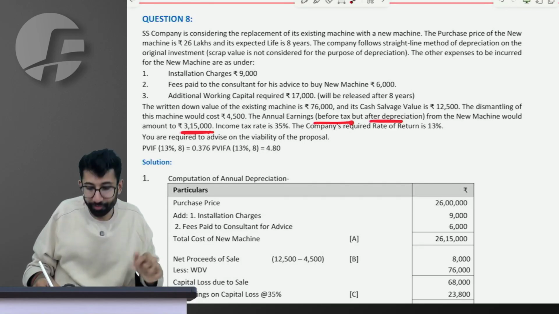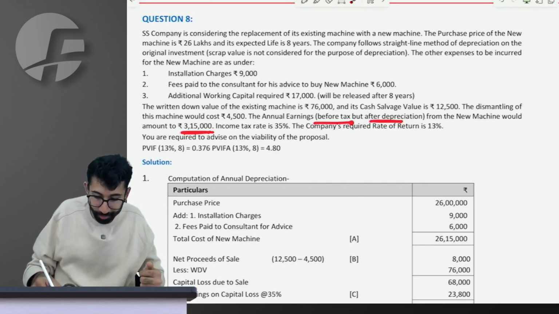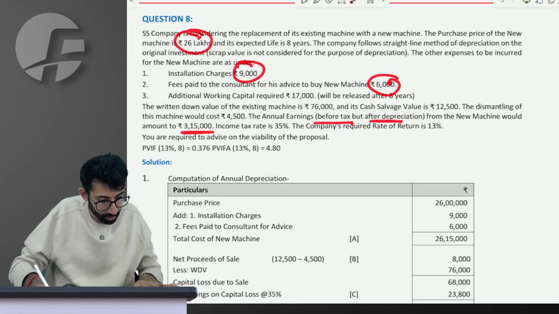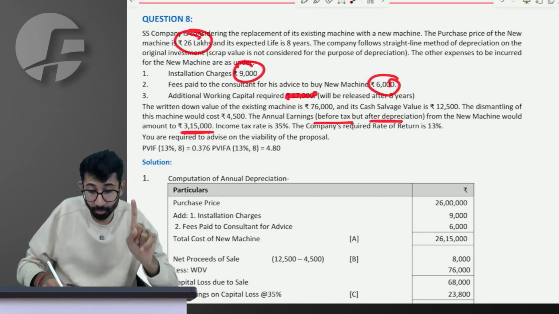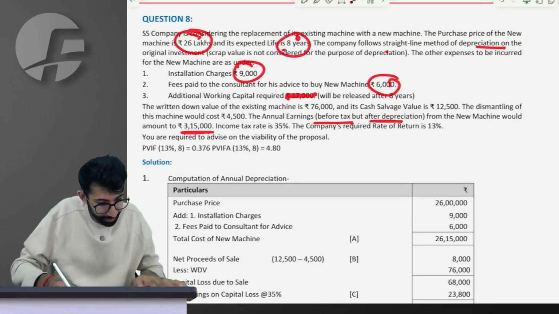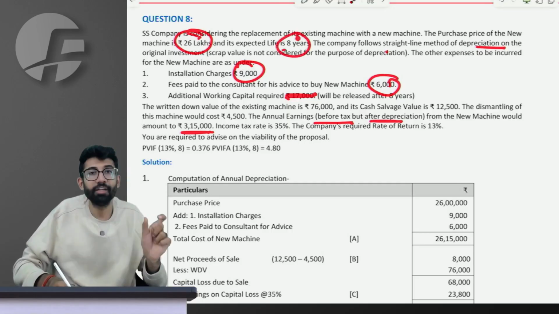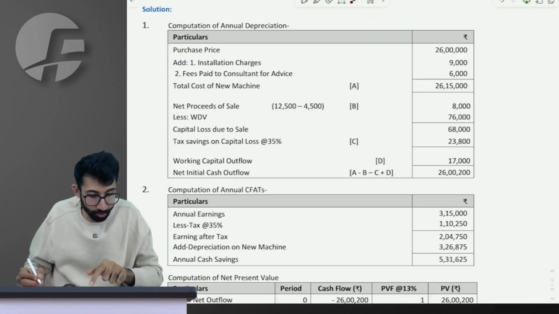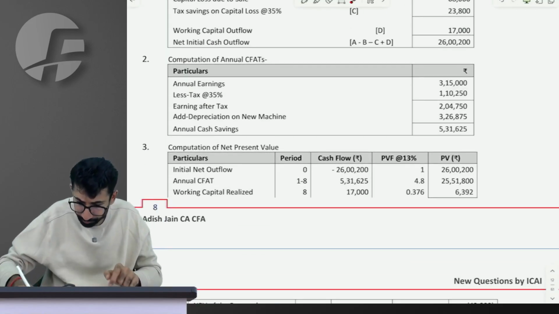To this PAT, if I add back depreciation, how much will be depreciation? 25 lakhs plus 9,000 plus 6,000. Don't add working capital. We are talking about depreciation. Divided by the life of how many years? We have been given the life of 8 years. Divided by 8, give me 314,375 as the amount of depreciation. When you add to the amount of PAT, it is 519,125.